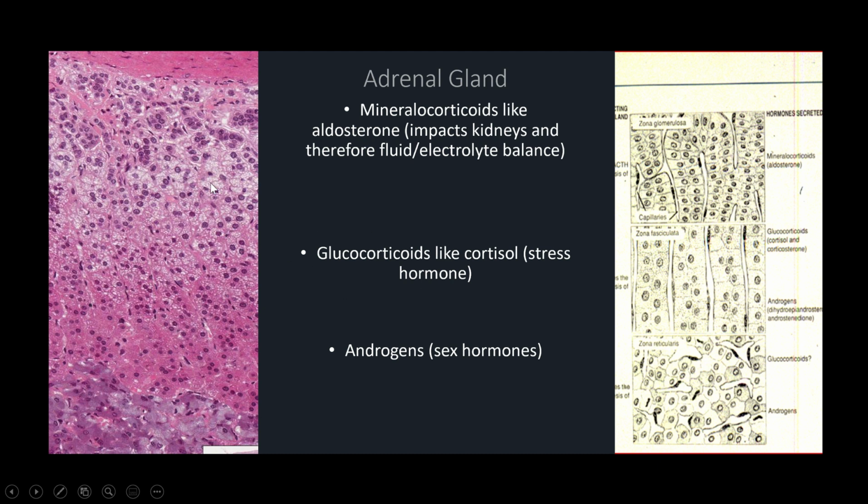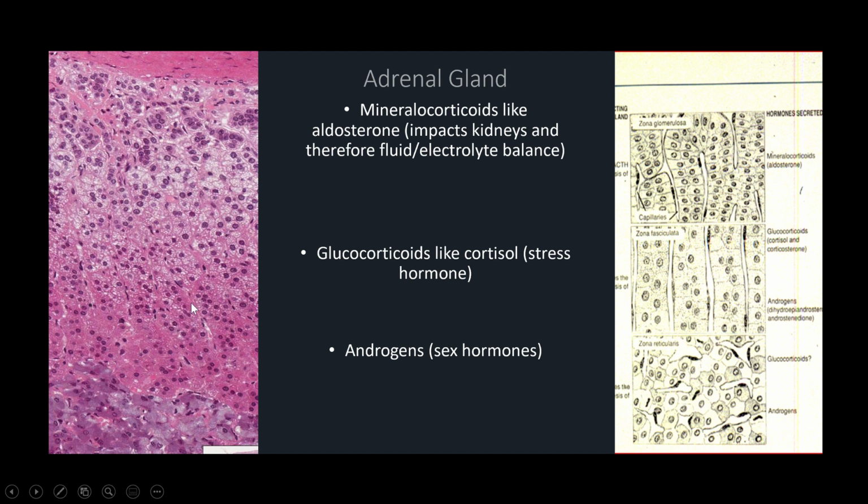All right, so next is going to be the zona fasciculata. And that's going to make glucocorticoids like cortisol. Okay, cortisol. And cortisol is your big, stereotypical stress hormone. Whenever you have a bunch of stress, you make a bunch of cortisol. So it does things like increases your heart rate, increases your blood pressure. It tells your liver to start making glucose because you're probably going to need it because you're doing something exciting and stressful. So that's cortisol and those glucocorticoids in the zona fasciculata.